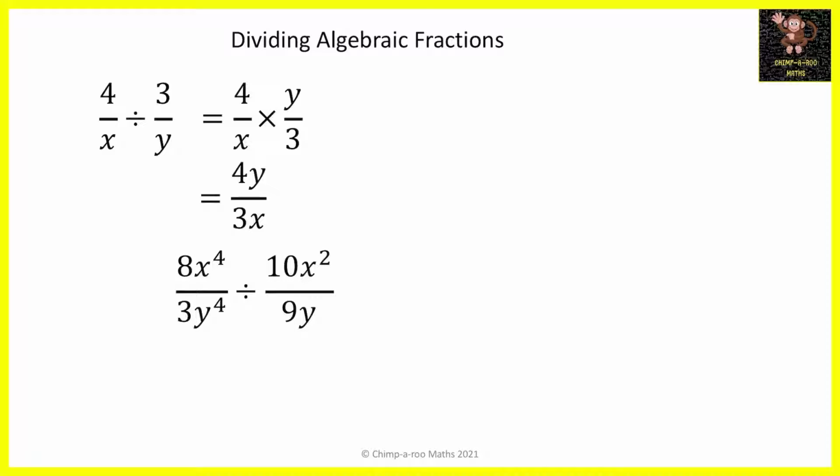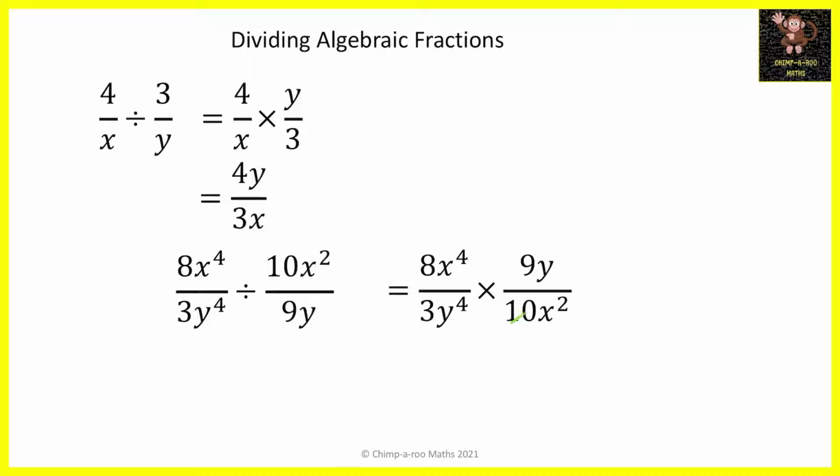Second example, 8x to the power 4 over 3y to the power 4 divided by 10x squared over 9y. So the fraction we are dividing by, turn upside down and multiply. Here we have it, and then we can say, oh, can we cancel this?